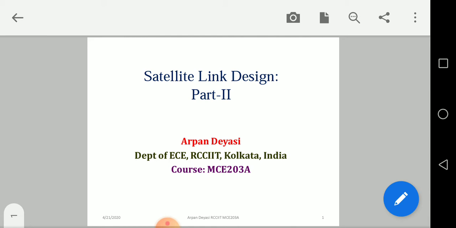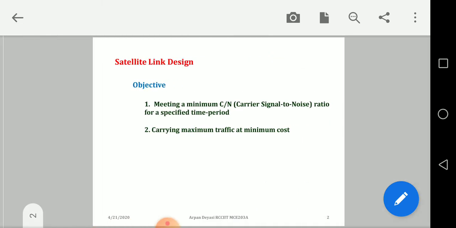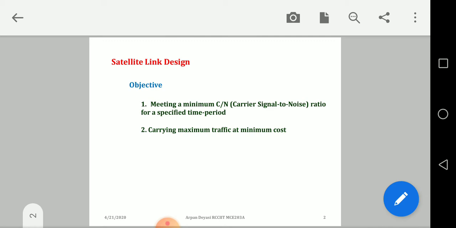link. Why we will calculate the C/N ratio? Why is it so important for a satellite link design? Obviously, C/N, that means carrier signal to noise, should have a minimum value for a specific time so that we can make the transmission possible through uplink and downlink. And from an economical perspective, at minimum cost, we have to carry the maximum traffic. So based on these two fundamental features, we have to consider what are the steps for a satellite link design.